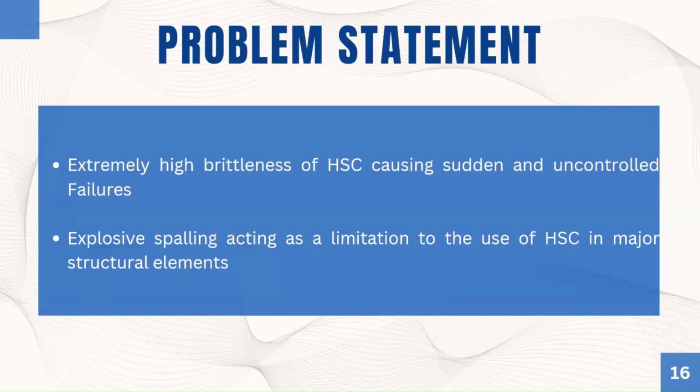The second problem statement is explosive spalling acting as a limitation of high strength concrete in structural elements. In other words, if you want to use high strength concrete in building columns and core walls, the risk of explosive spalling would cause many developers and contractors to reconsider their choice of concrete.